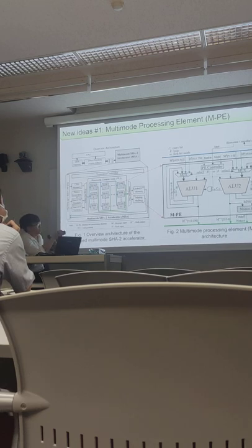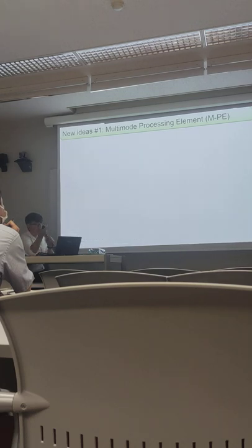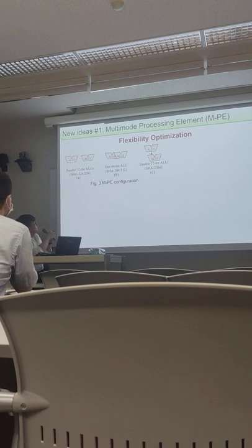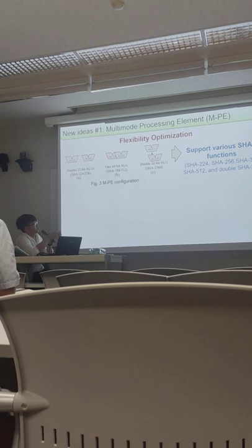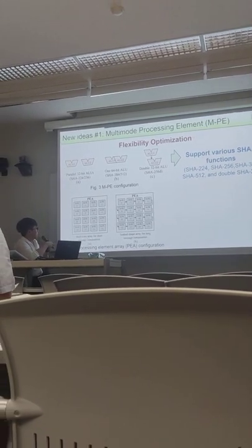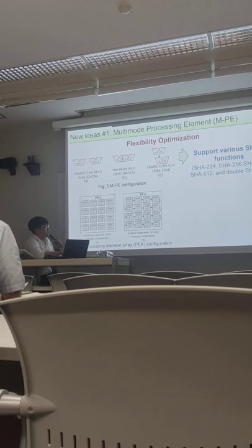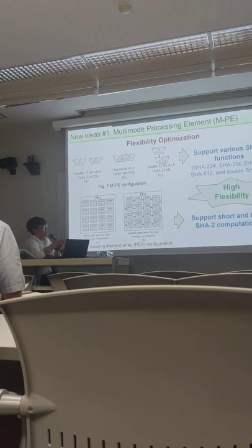As we can see here in figure 2, I want to highlight that the processing element uses two ALUs. Why do I use two ALUs instead of one? It is to improve flexibility, as you see here. The processing element can be configured as parallel 32-bit ALUs to compute SHA-256, or they can be linked together to become one 64-bit ALU to compute SHA-512, or they can be linked together to become the double SHA-256 for blockchain mining. This is the reason that they can support various SHA-2 functions, and the processing element array can be configured for short message computation or long message computation. This is the reason that they have high flexibility.